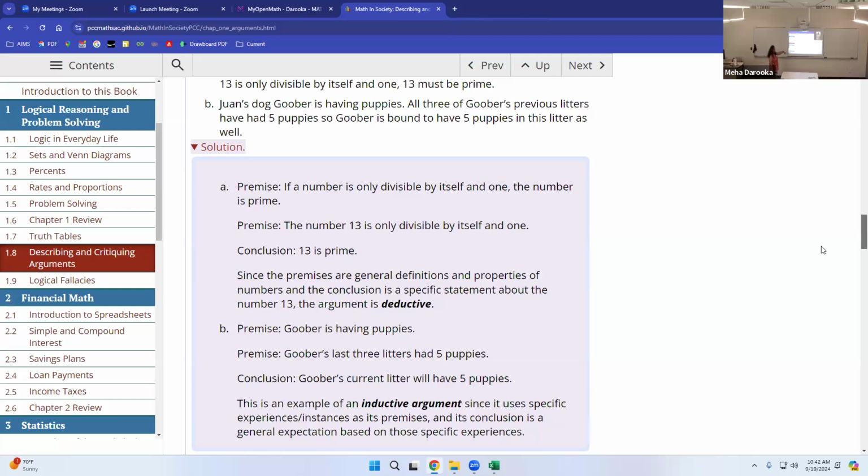So we did well on that conclusion. And then you can see Goober having puppies and the last 3 litters having 5 puppies was the premise, right? The argument we based on.